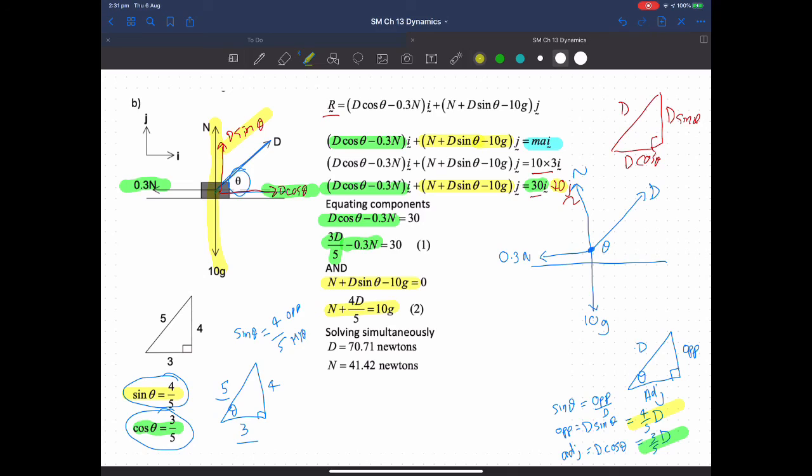I now have two simultaneous equations, and I can then solve for N and D. Remember, g is 9.8. So my final answer is D equals 70.71 newtons, and the normal reaction is 41.42 newtons.